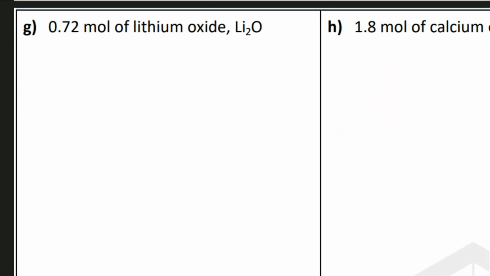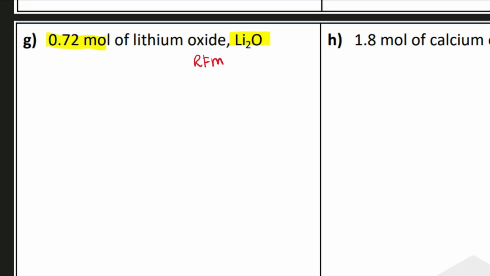The same thing applies to ionic compounds as well. What is the mass of 0.72 moles of lithium oxide? The relative mass here would be the relative formula mass, because this is an ionic compound, therefore it would have formula units instead of molecules or atoms. And the same thing applies. The relative atomic mass of lithium is 7. Once again, oxygen is 16.